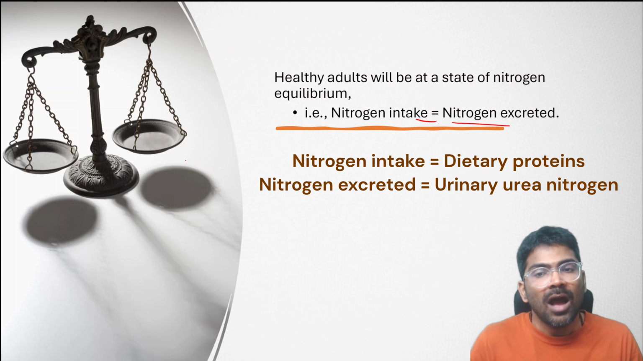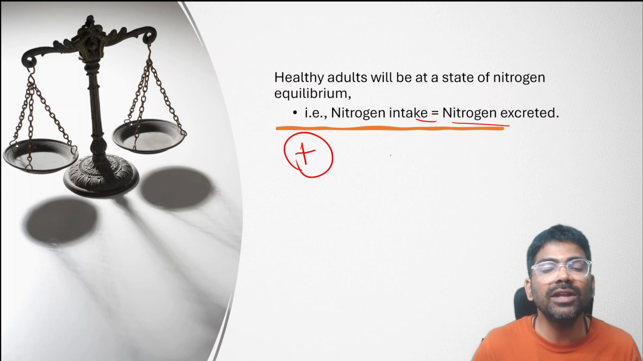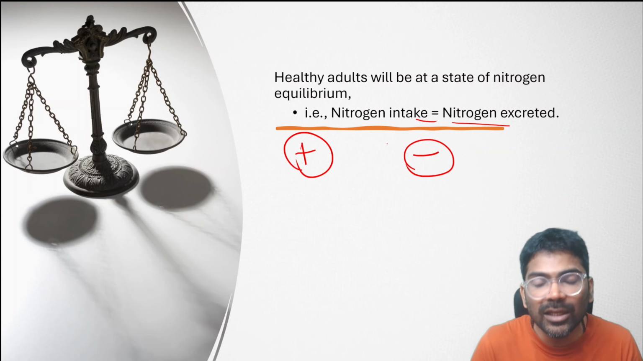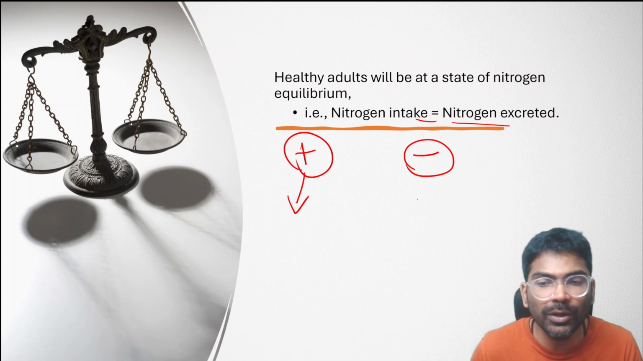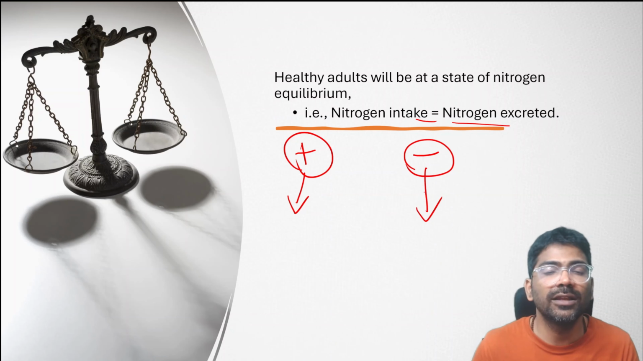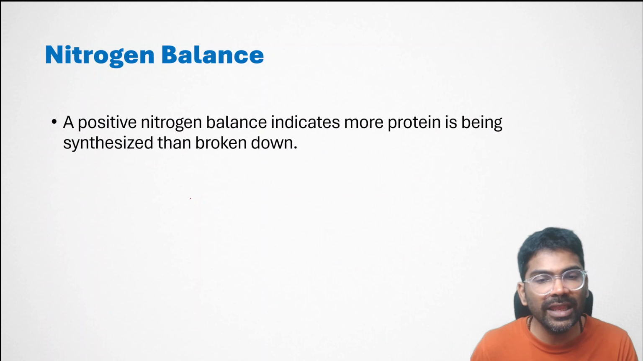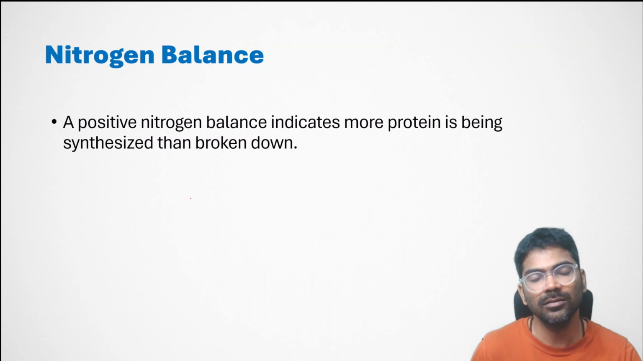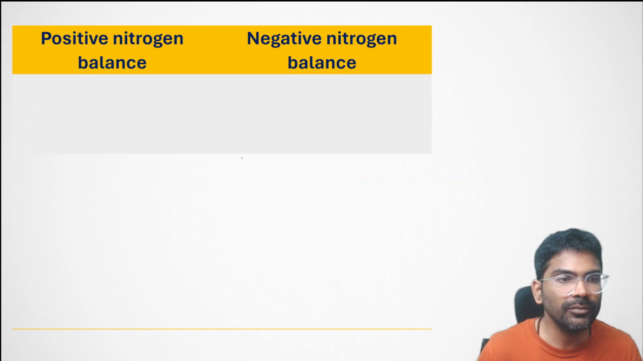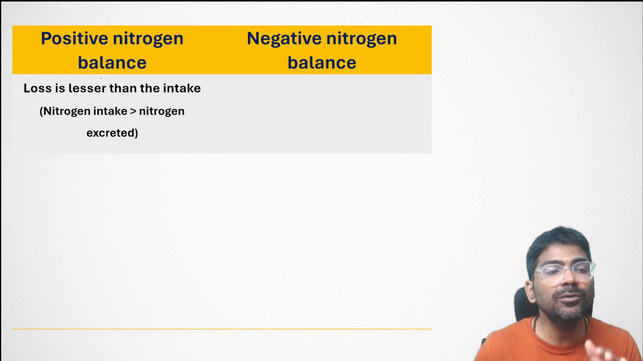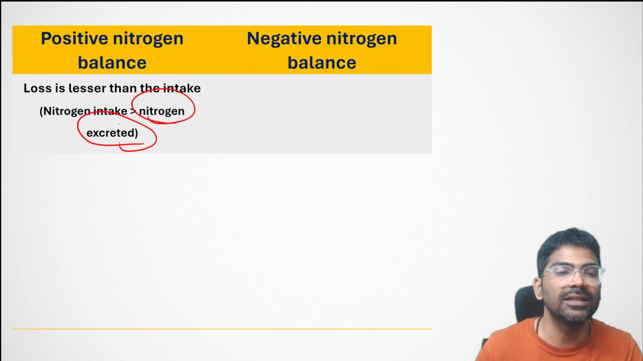Other than nitrogen equilibrium, there are two states of nitrogen balance. One is positive nitrogen balance, the other is negative nitrogen balance. Positive nitrogen balance means there is more synthesis of proteins. Negative nitrogen balance means there is more breakdown of proteins. Positive nitrogen balance indicates synthesis is more than breakdown. Negative means breakdown exceeds synthesis. So in other words, positive nitrogen balance indicates that the nitrogen excretion is lesser than the nitrogen intake.